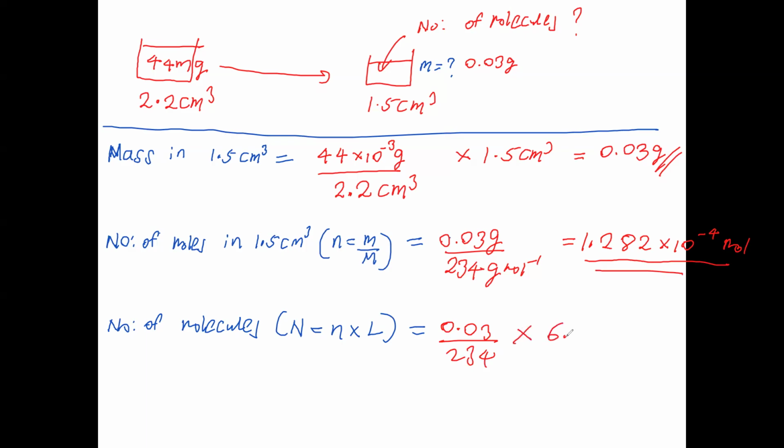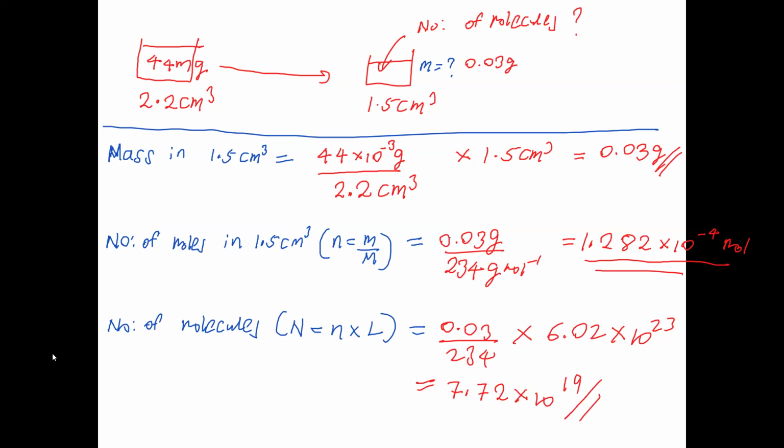Then Avogadro's constant, 6.02 times 10 to the power 23. When you count something, there are no units, so the number of molecules will not have any units. If I multiply this, my answer will be 7.72 times 10 to the power 19. That's the number of molecules.